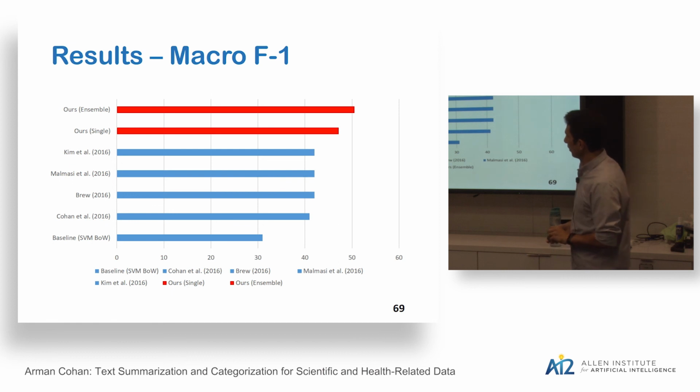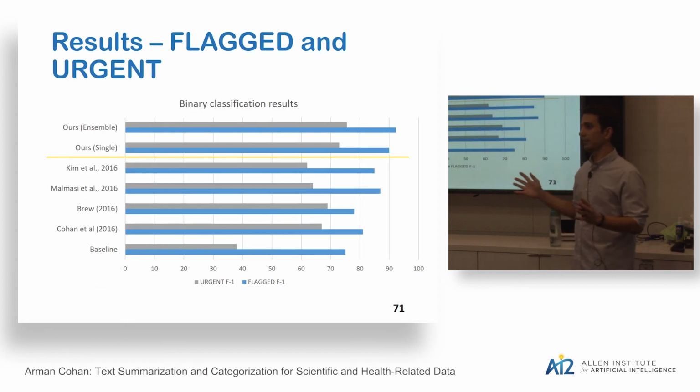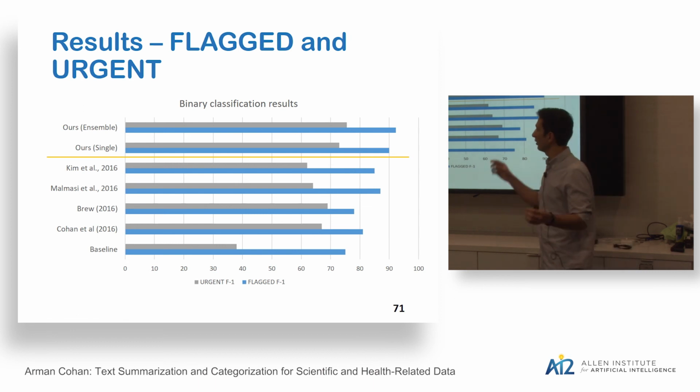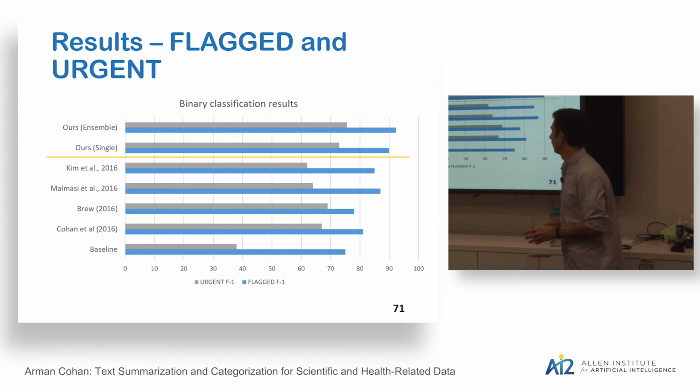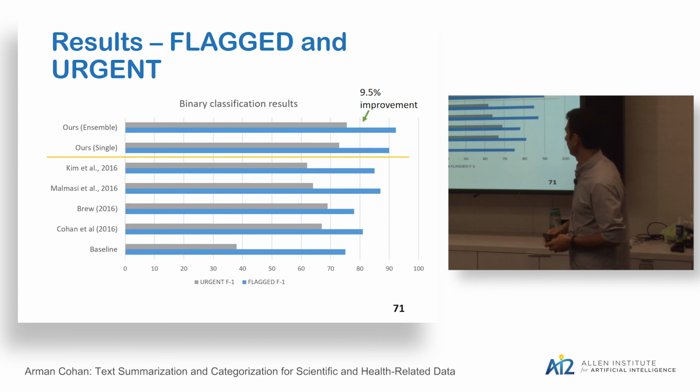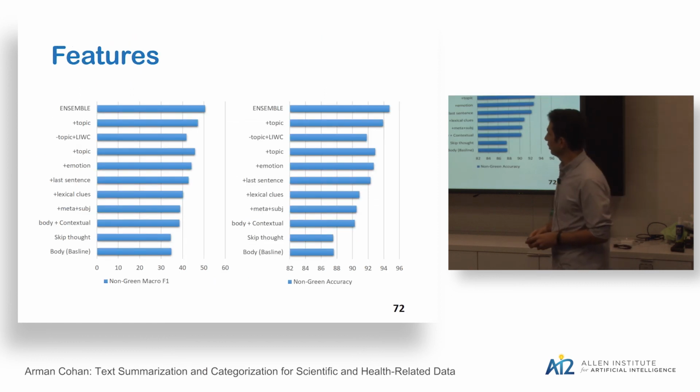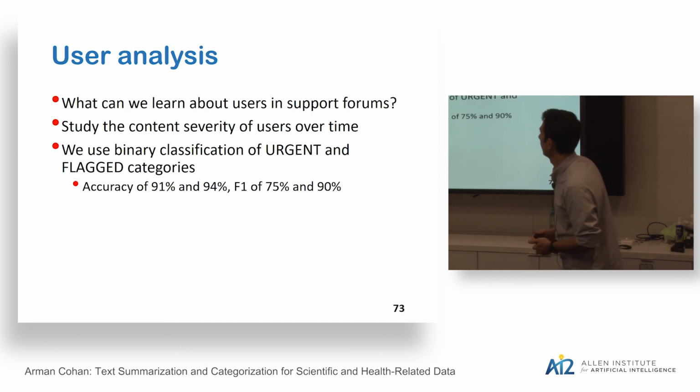These are results compared with other methods. We can see that our Ensemble model is working the best with a 20% improvement over the next best baseline, and even the single model is working well. Instead of all these risk categories, if you only consider binary categories, flag means all the risk categories, and urgent means two of the most severe ones. You can see that again, our model is working better with about a 10% improvement. And these are the features. We can see that contextual features, last sentence, and topic modeling features are helpful.